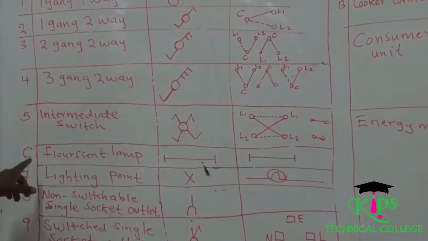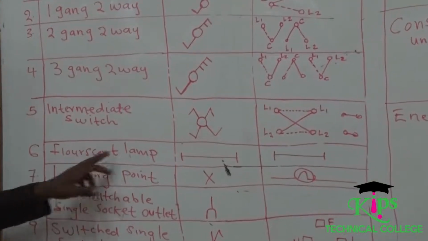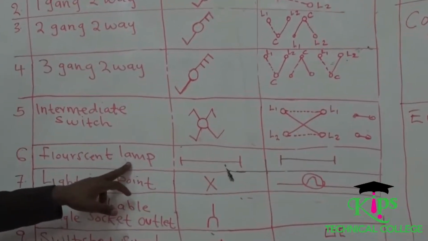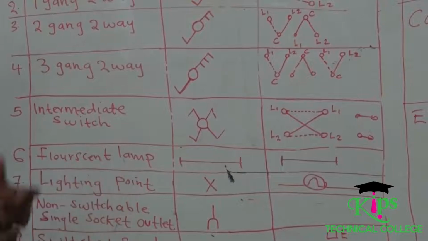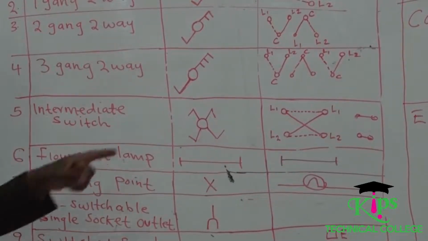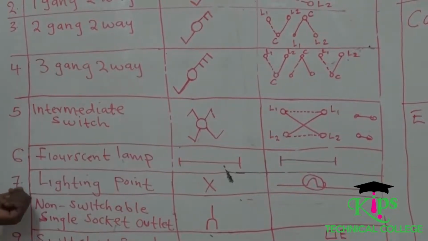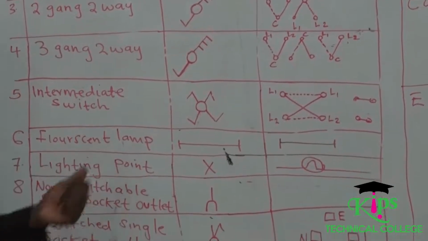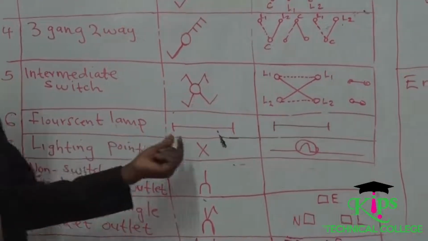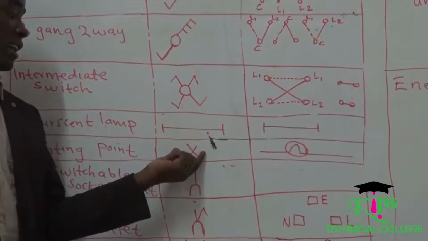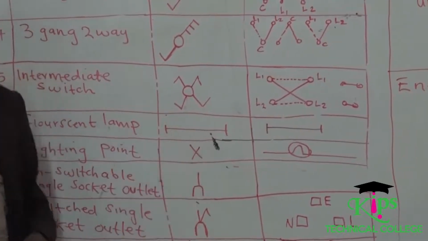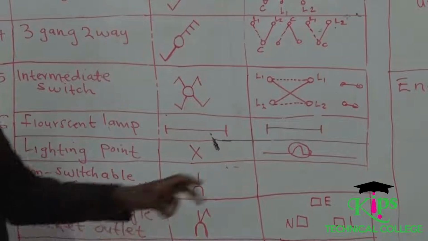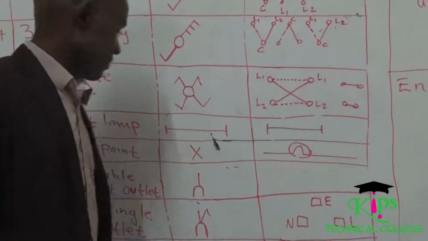We move to the 6th one, is called a fluorescent lamp. I didn't come with it, but a fluorescent lamp is the tube that we normally know, and it's drawn like that. We go to number 7, which is a lighting point. A lighting point is normally represented as an X in a layout diagram. So whenever you want to draw the circuit symbol, you draw it in this format.